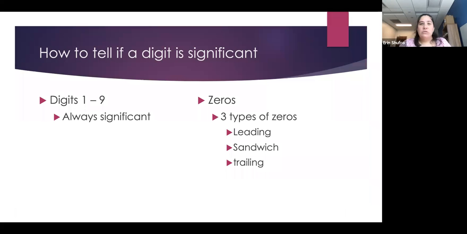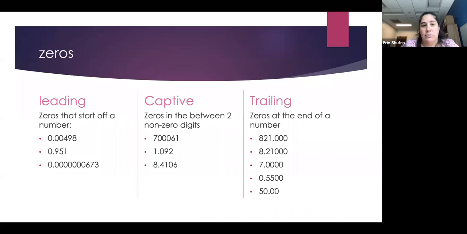So how the heck do you tell if it's important or not, right? Well, first, any number 1 through 9, so any number that's not a 0 is immediately important. So if the digit is 1, 2, 3, 4, 5, 6, 7, 8, 9, it's important. Okay. If it's a 0, well, then the answer is it depends, right? If a 0 is important or not depends on what type of 0 it is. And there are 3 types of zeros, okay?